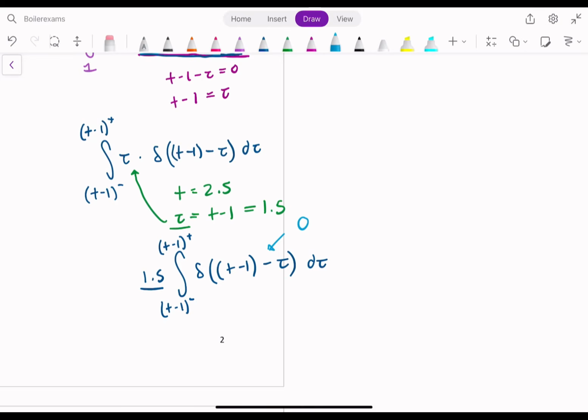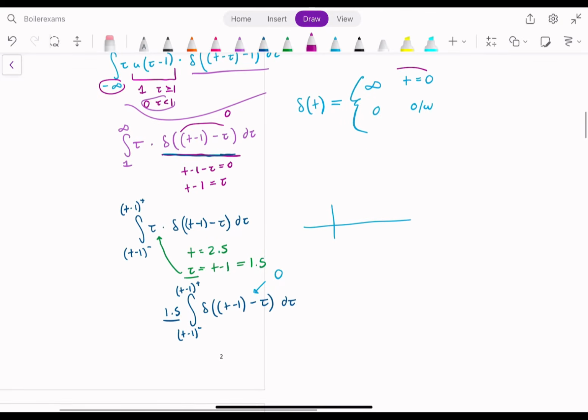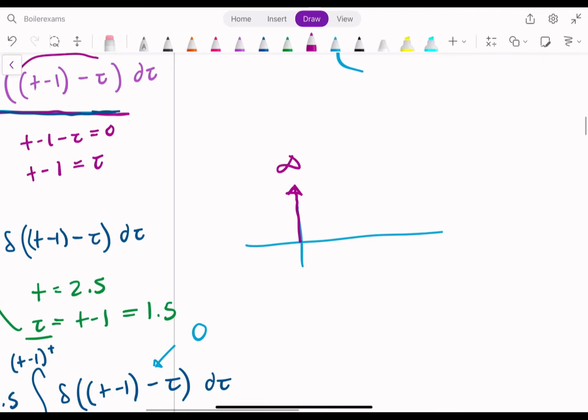Well, a Dirac delta function, as I stated earlier, is equal to infinity when t is equal to 0. And so it is just a giant signal at 0 with infinite height and infinitesimal width. The width is basically 0. Okay, that's what I'm trying to say.